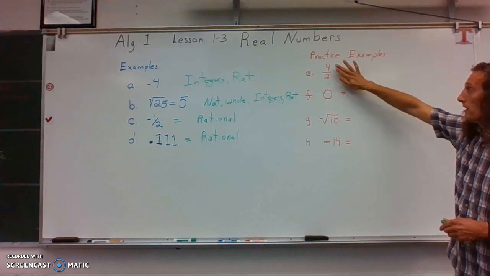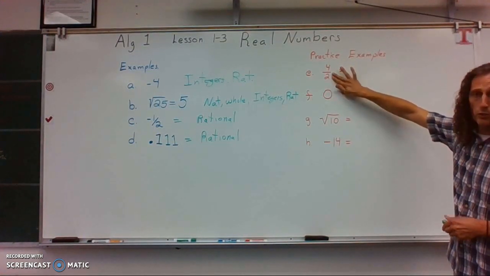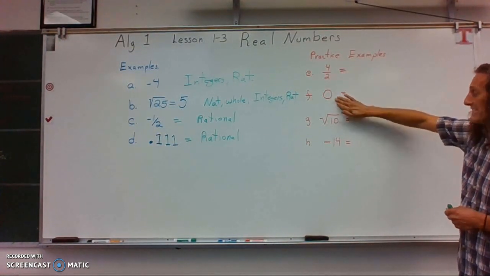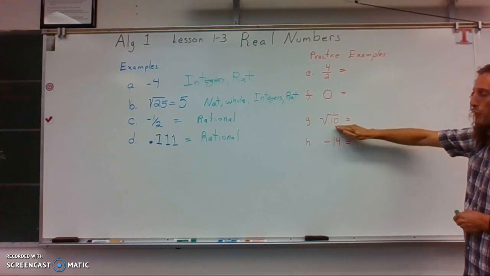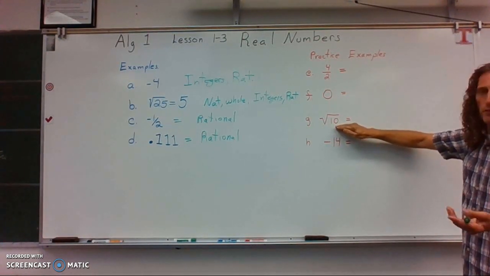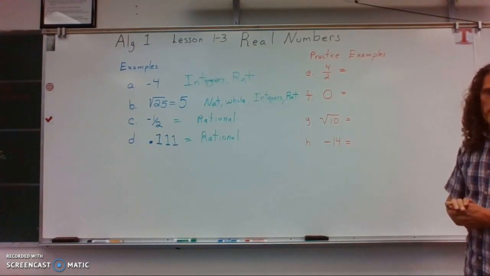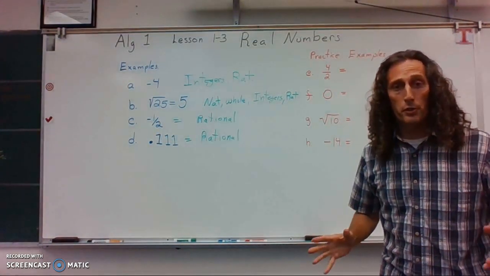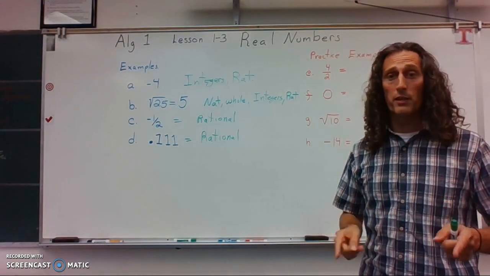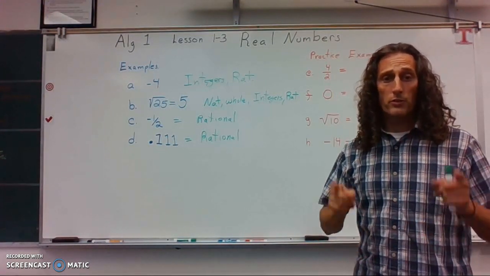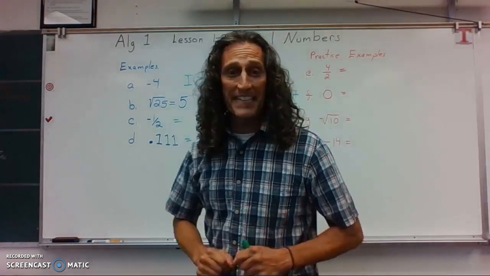So this is 4 divided by 2, or 4 halves. 0, the square root of 10. Type it into your calculator and see what crazy type of number you get. And then -14. So that's going to conclude the lesson on 1-3 real numbers. So have a math-tastic day.